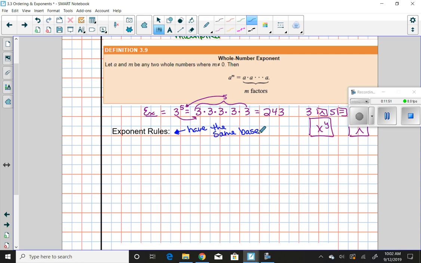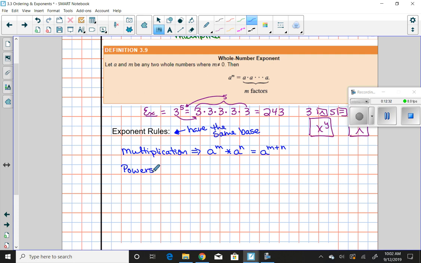So one of them is when you multiply. When you work with multiplication, the rule says that if you have a to the m power times a to the n power, what you're going to get is a to the m plus n power. You're going to take those two exponents, add them, and whatever that sum is, that's your new exponent. But it has to have the same base.